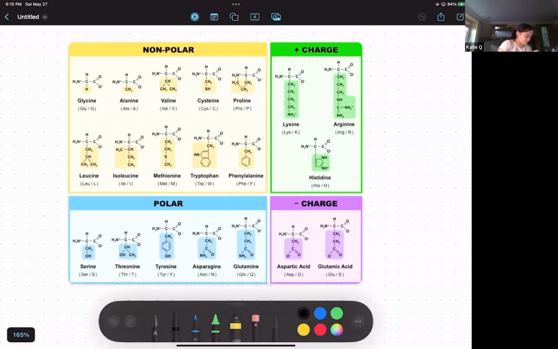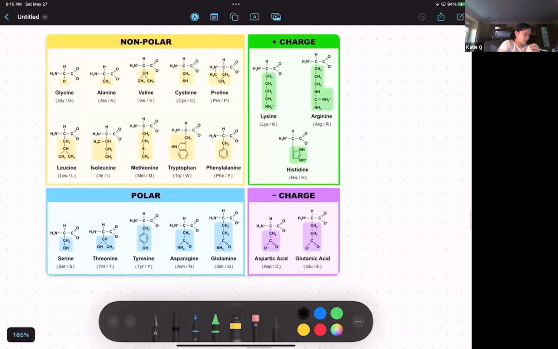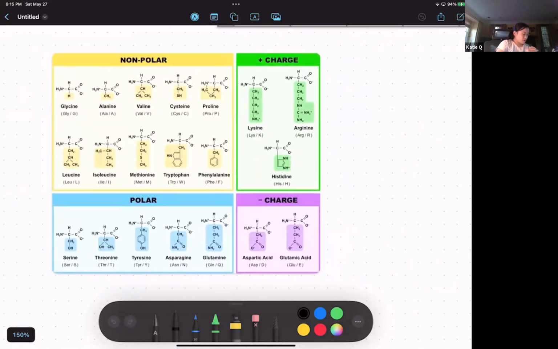And so there are nonpolar, positively charged, negatively charged, and polar amino acids. Nonpolar amino acids will form hydrophobic interactions, and the partially charged and polar ones will create hydrophilic interactions. Some amino acids also have disulfide bridges, which are when two sulfurs are bonded with each other. So here are the ones with sulfur.